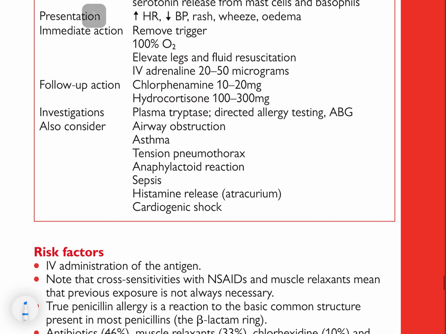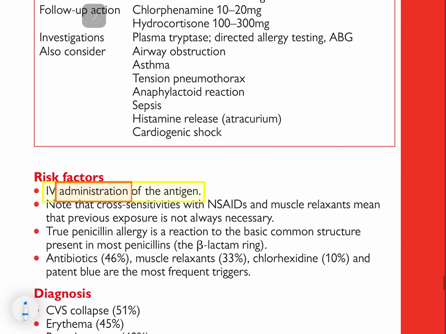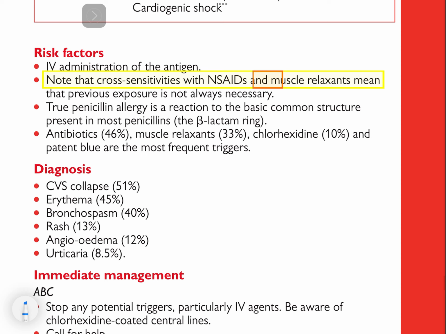Anaphylaxis risk factors: IV administration of the antigen. Note that cross sensitivities with NSAIDs and muscle relaxants mean that previous exposure is not always necessary. True penicillin allergy is a reaction to the basic common structure present in most penicillins, the beta-lactam ring. Antibiotics 46%, muscle relaxants 33%, chlorhexidine 10%, and patent blue are the most frequent triggers.